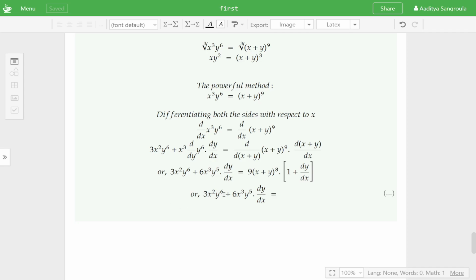So 3x squared y 6, okay, this is equal to this, and then we have to paste it. I haven't copied it yet. So copy this, and then plus this times dy over dx. Okay? I think you get this. This is simple. And now, what do we do?